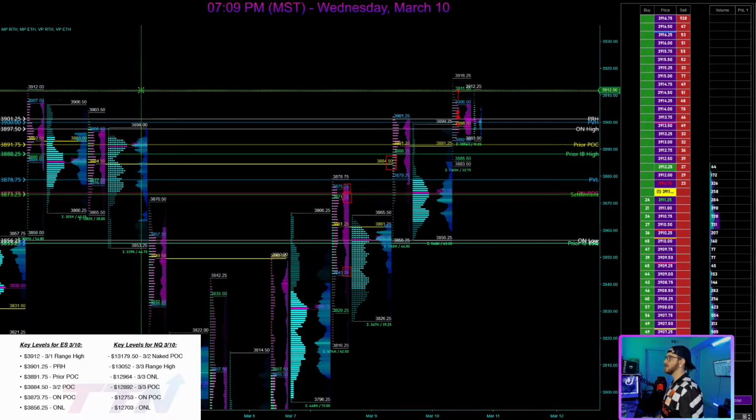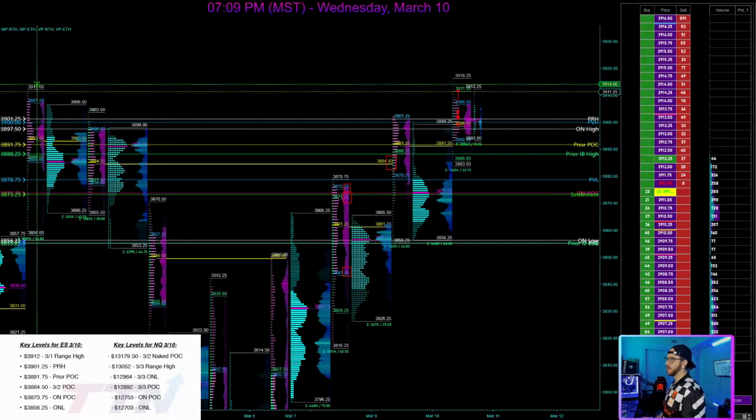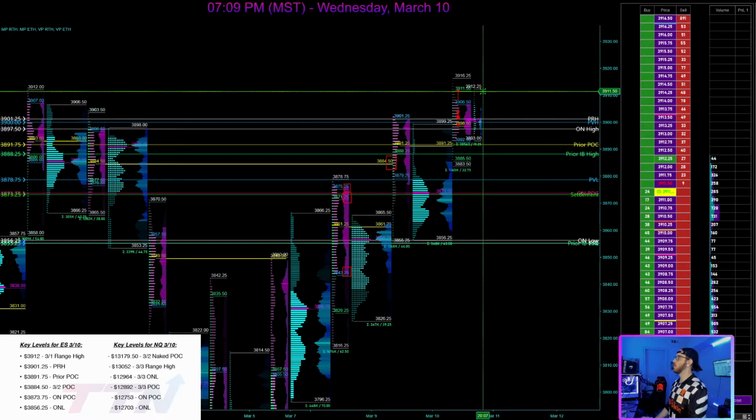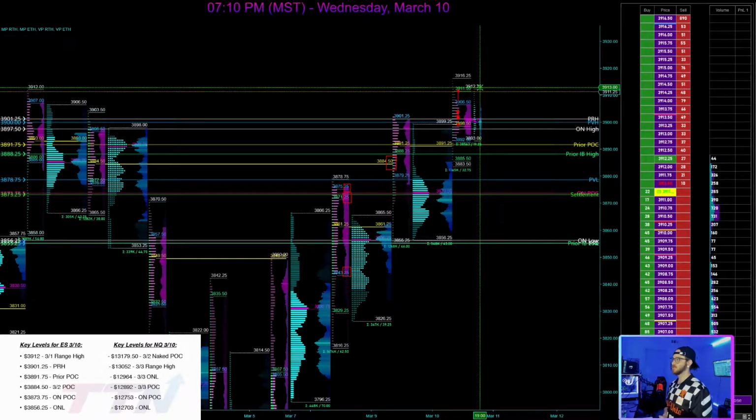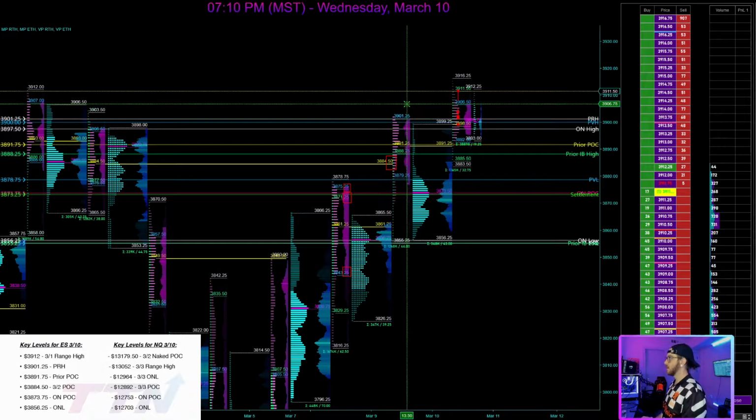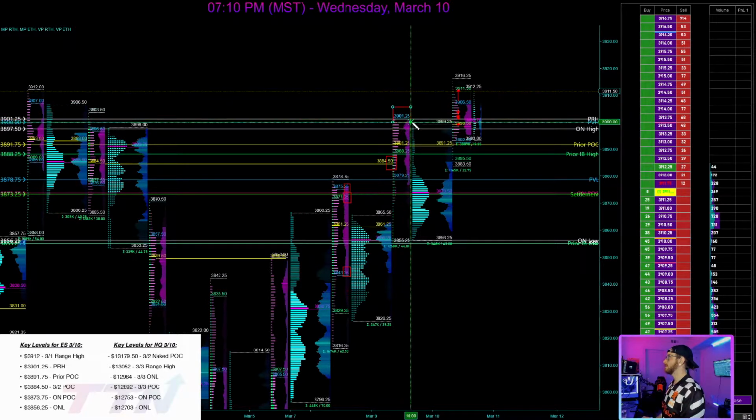First level was that 39.12 level. That was the range high from the March 1st session. We opened right around there, so that is why I was interested in that first and foremost. Second was the prior range high at 39.0125. We can see that level right there. That was also the value area high from yesterday, so two profile levels in one there.